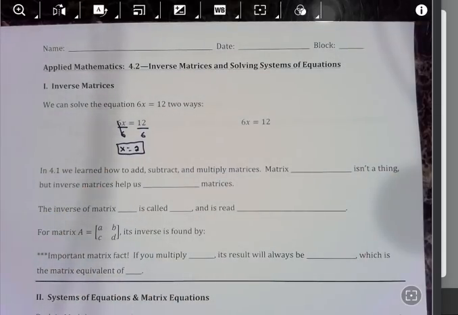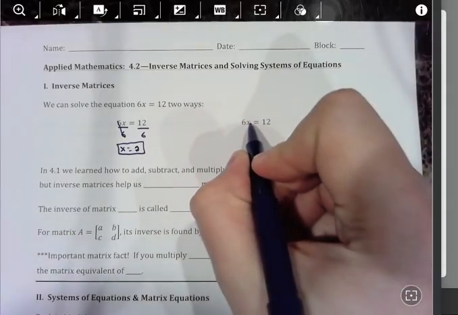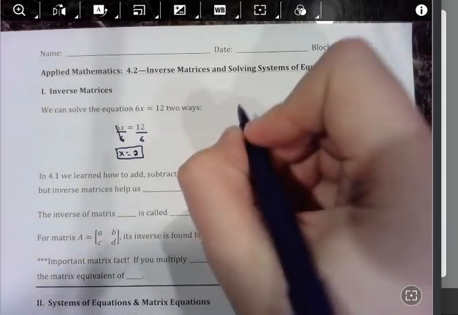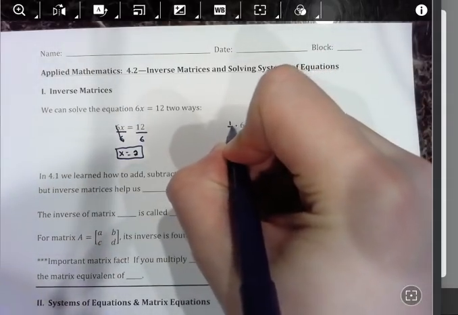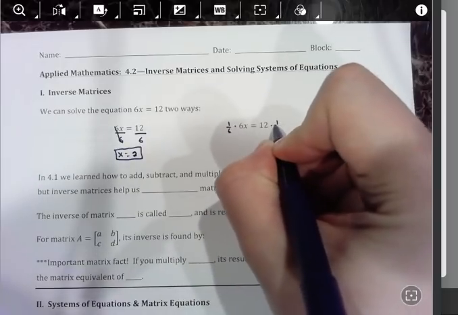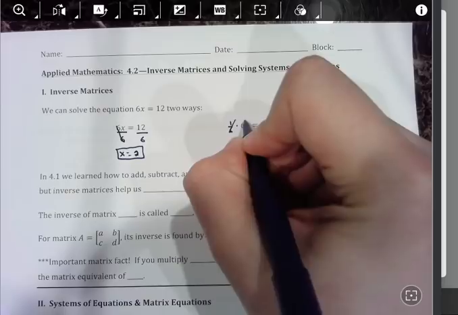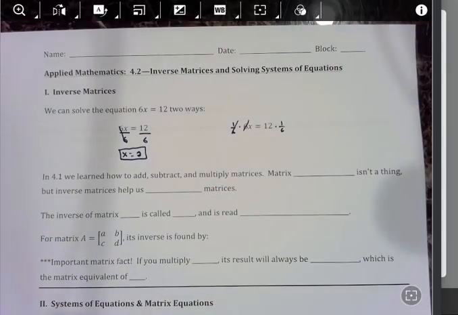That's fine. So we've looked at how to add, subtract, and multiply matrices. That's what we did on Thursday. But there's one other way that we could get this x by itself, and that is instead of dividing by 6, we could multiply by 1 over 6. Because 1 over 6 times 6, they cancel each other out.